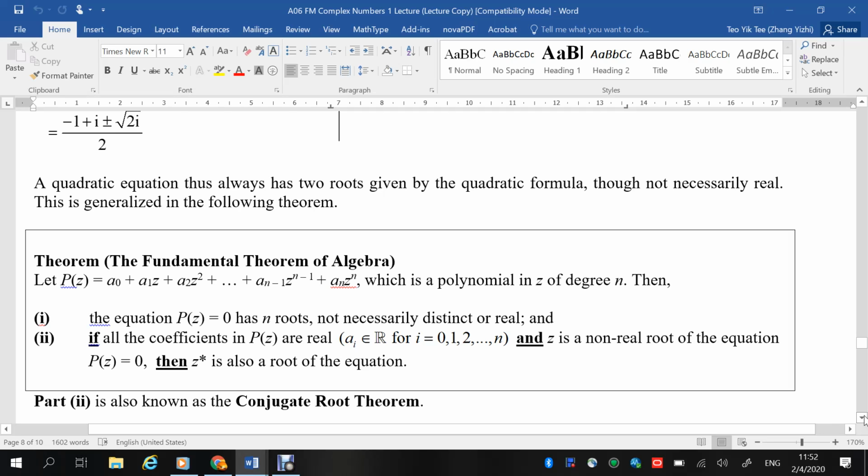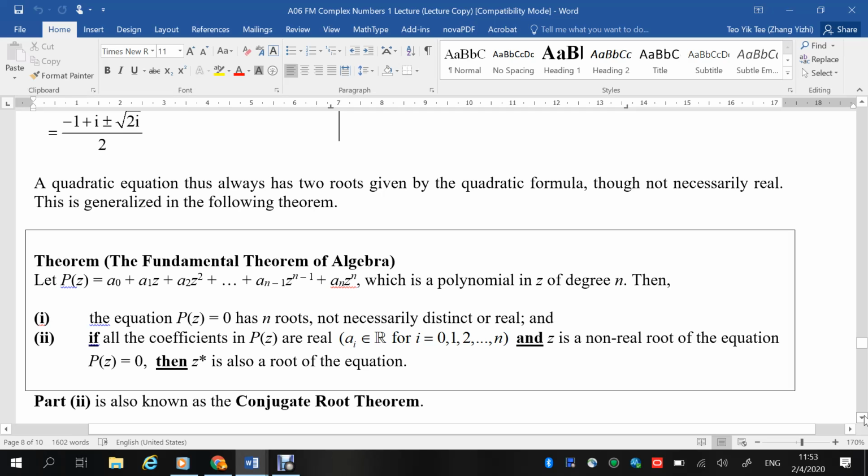Yeah, because your conjugate root theorem says that if 1 plus i is a root, automatically the conjugate must be the other root. So the third root cannot be a complex number, because if it happens to be another complex number, automatically the conjugate must also be a root, right? But I cannot afford one more root because it's power 3 only. Make sense? So this is why I say this is a very important theory.